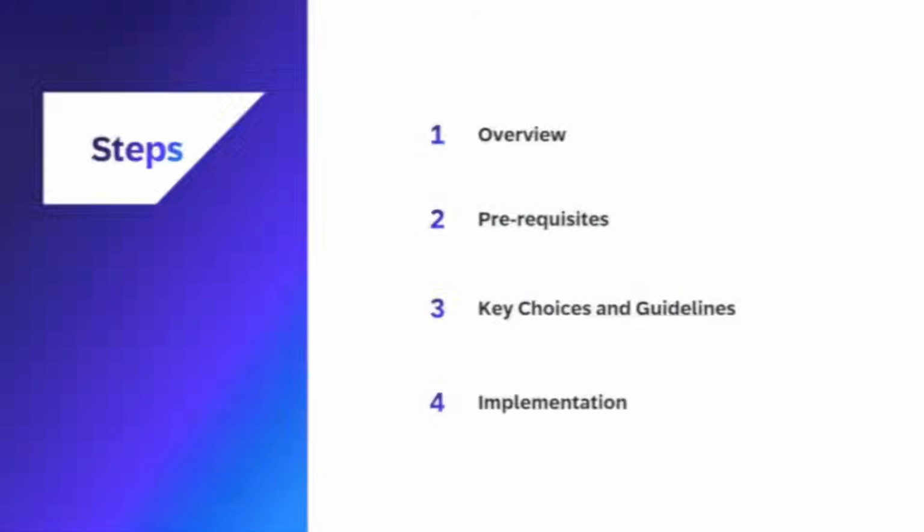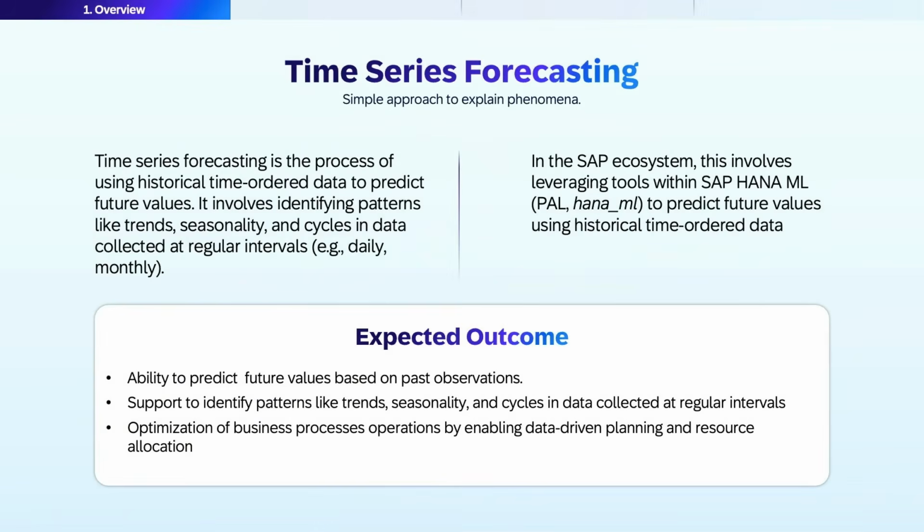Time series forecasting is the process of using historical time-ordered data to predict future values. It involves identifying patterns like trends, seasonality, and cycles in data collected at regular intervals. In the SAP ecosystem, this involves leveraging SAP HANA machine learning tools, specifically predictive analysis and HANA ML.